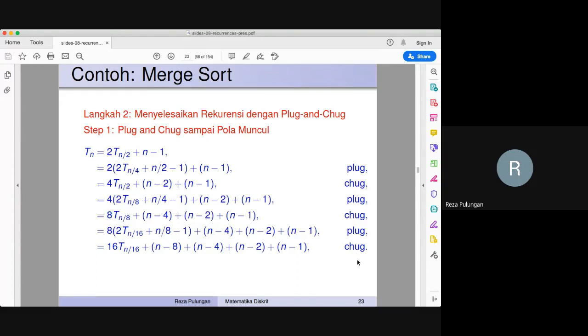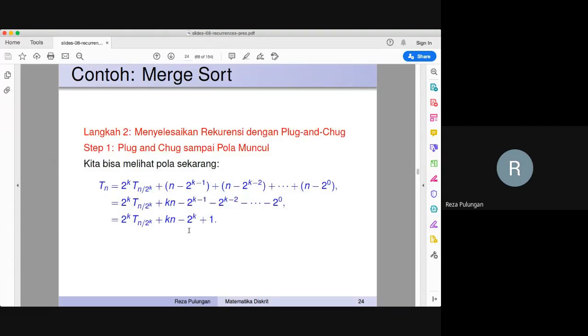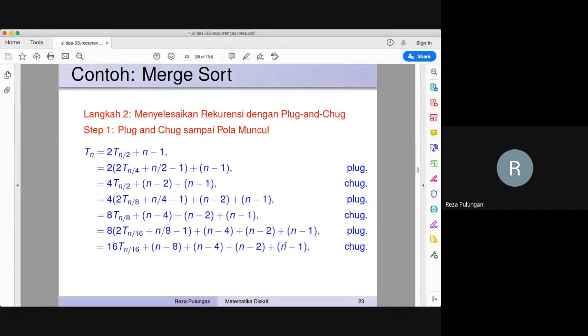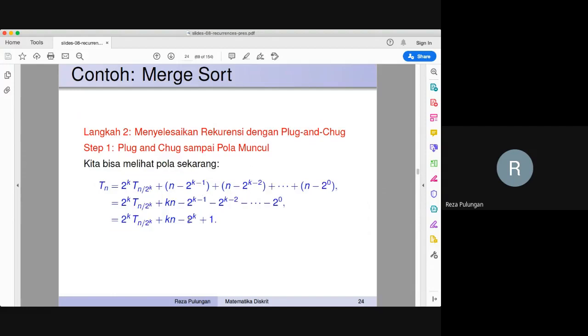So you see, we are able right now to find the pattern. And this is the pattern. Tn is equal to 2 to the power of k, Tn divided by 2 to the power of k, plus kn minus 2 to the power of k plus 1. What about this one? What does it mean by minus 2 to the power of k minus 1? Because here it is minus. You see? Minus 8, minus 4, minus 2, minus 1. So if you complete this all, this will be minus 2 to the power of k minus 1. Yeah? So minus 2 to the power of k. Of course, this is not minus 1 because this is a minus there plus 1.